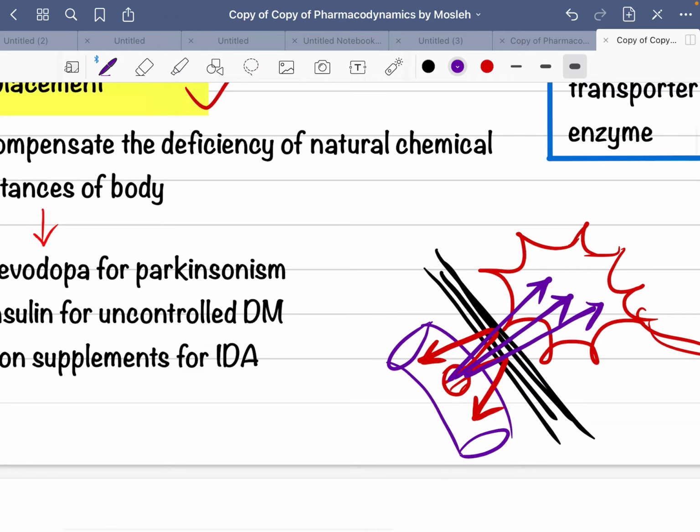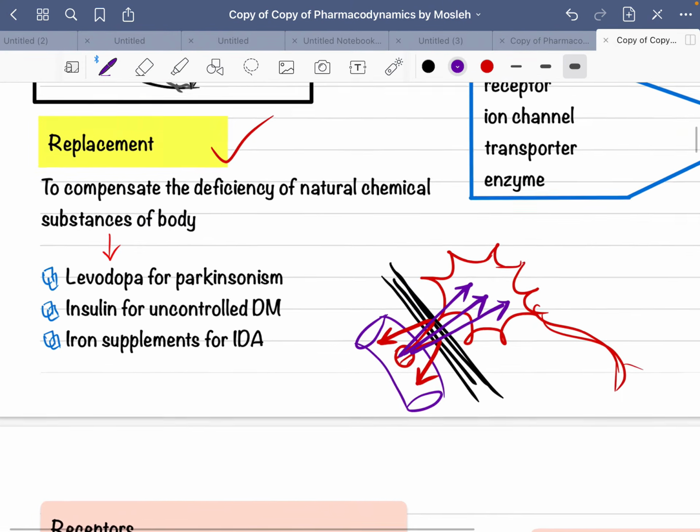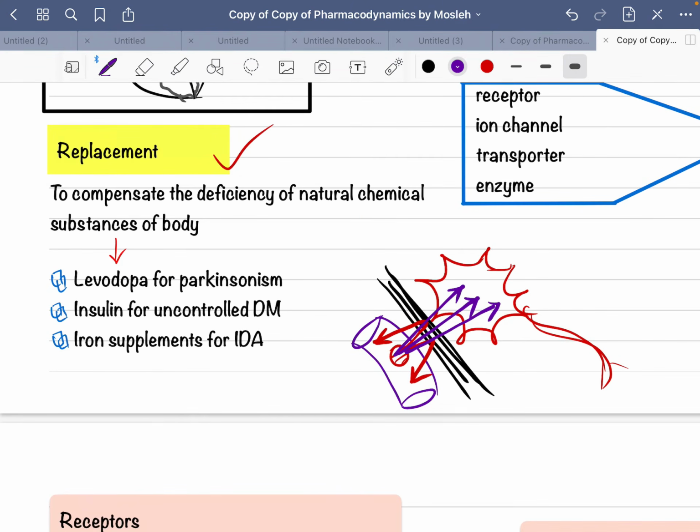Then here the levodopa will be metabolized into active form. That means levodopa will be converted into dopamine, and this dopamine will act on the dopaminergic receptor, and it will compensate the endogenous deficiency of dopamine. So what have you looked there? That means we are trying to compensate the endogenous deficiency of dopamine by giving an external source of dopamine.